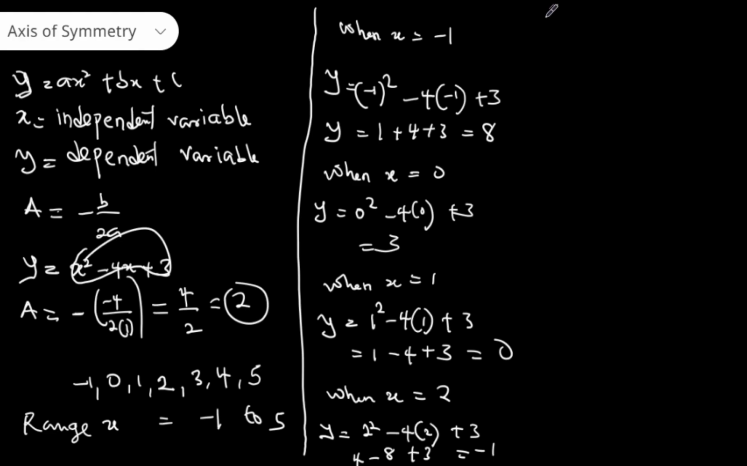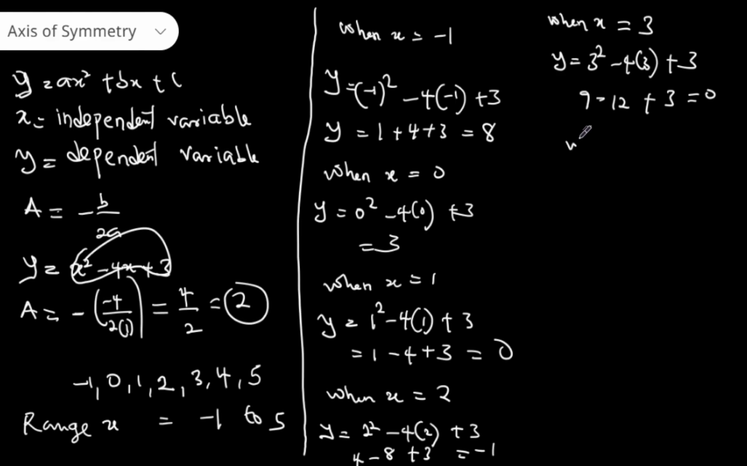Now, when x is equal to 3, y equals 3 squared minus 4 times 3, then plus 3. 3 squared is 9, minus 4 times 3 is 12, plus 3. 9 minus 12 is minus 3, and minus 3 plus 3 is 0.